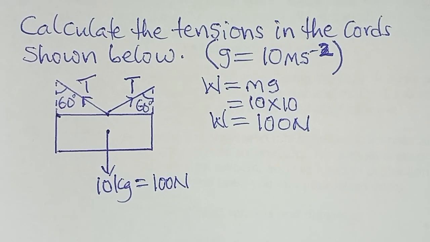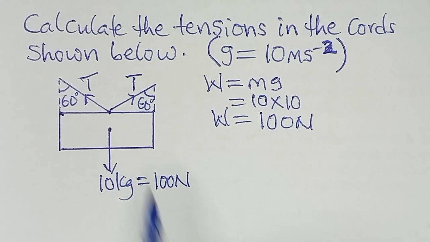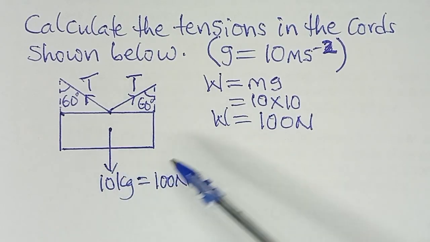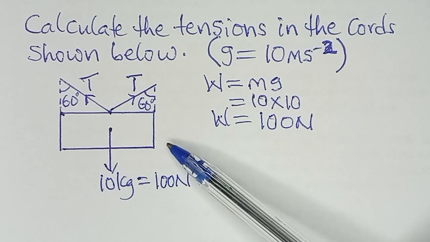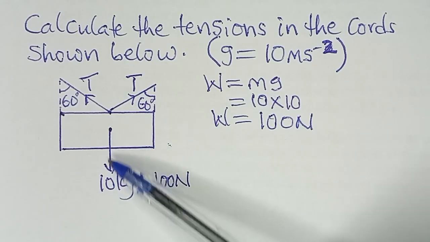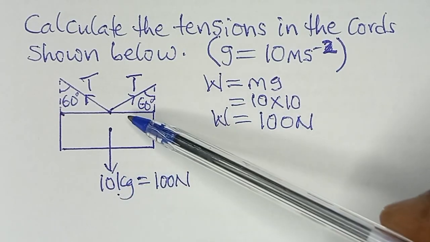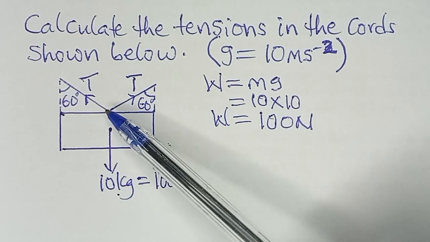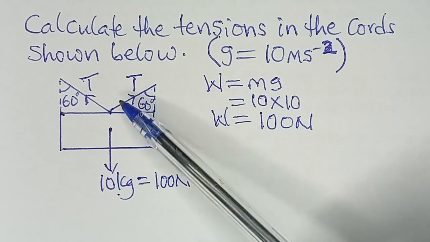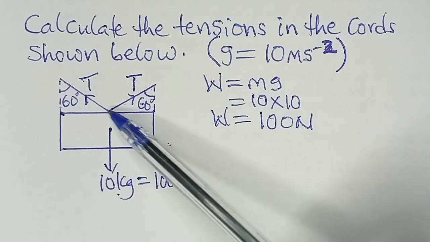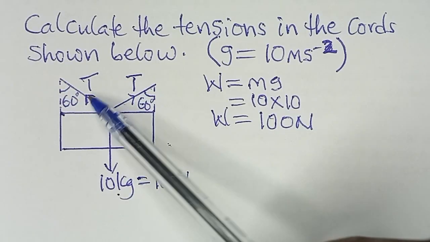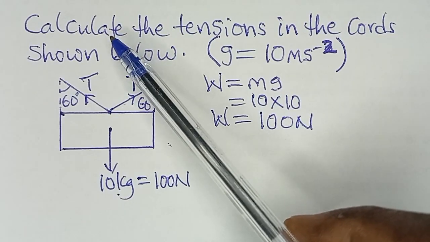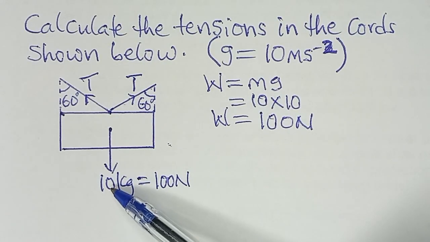Now, for us to analyze this, we have to know that this box is in equilibrium. So don't forget the condition for equilibrium. One of the conditions is that the total downward forces is equal to the total upward forces. So what we just need to do here is to find the vertical component of these tensional forces. Once we get the two vertical components, that will give us the upward force, and that should be equal to the downward force.